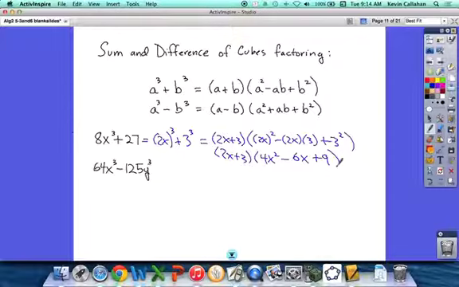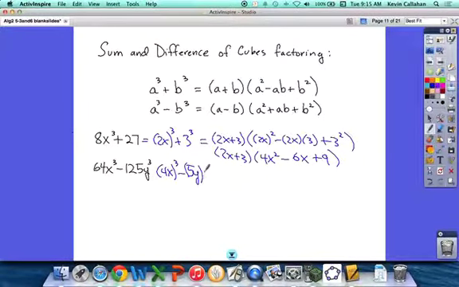How about the bottom one? I'm stressing your capability to know your cubes. What number cubed equals 64? 4 times 4 times 4. So that's 4x cubed. And how about 125? What number cubed equals 125? 5.